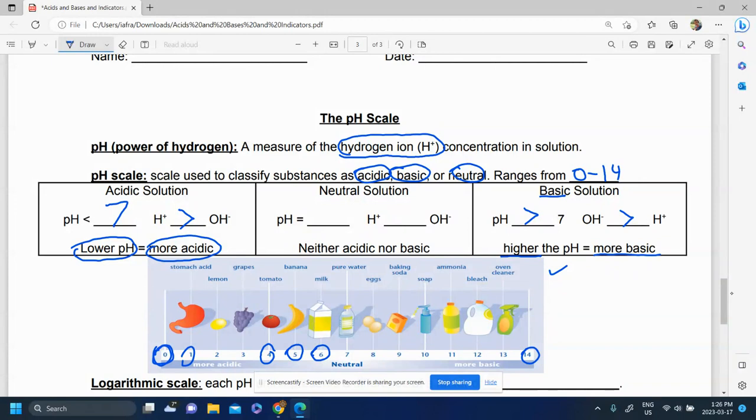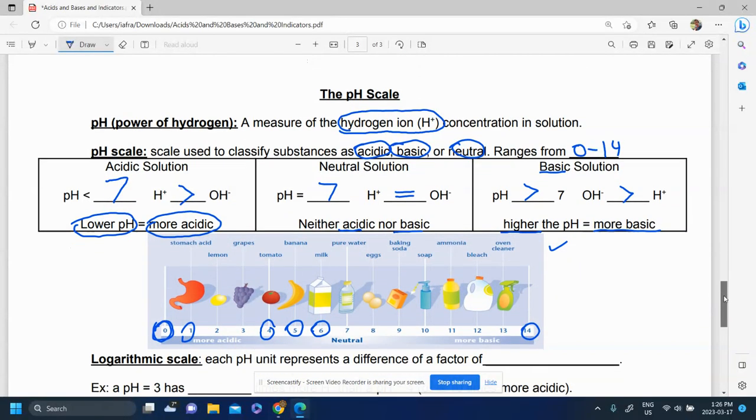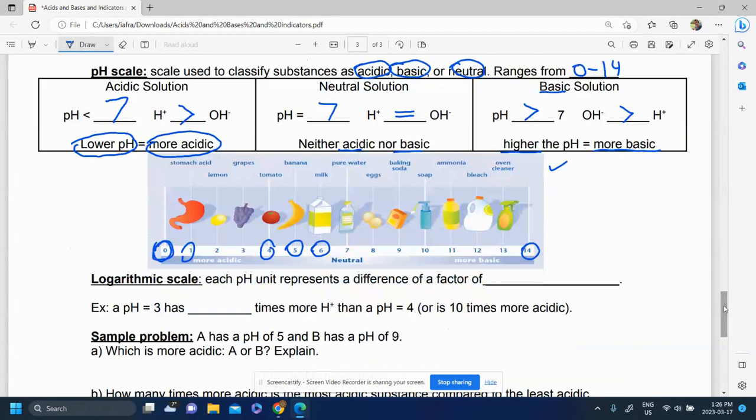Finally, if you have a pH somewhere in the middle of that scale, so a pH of 7, then you're considered neutral as a solution. You're neither acidic nor basic, and your H plus concentration is equal to the OH minus concentration. Now, here you can see on the scale some examples of different substances and where their pH lies.